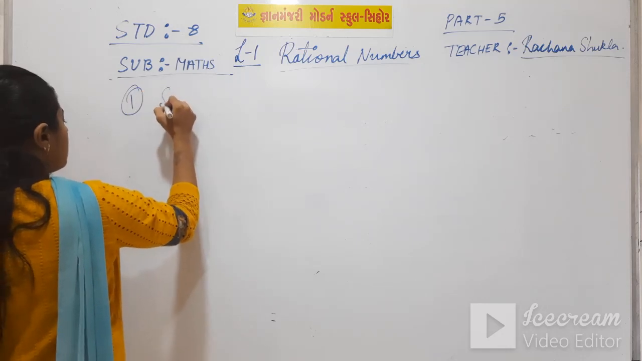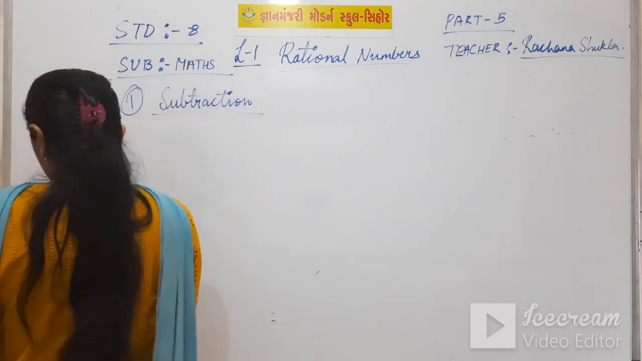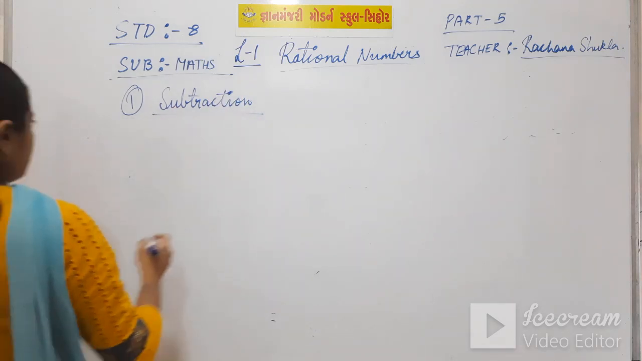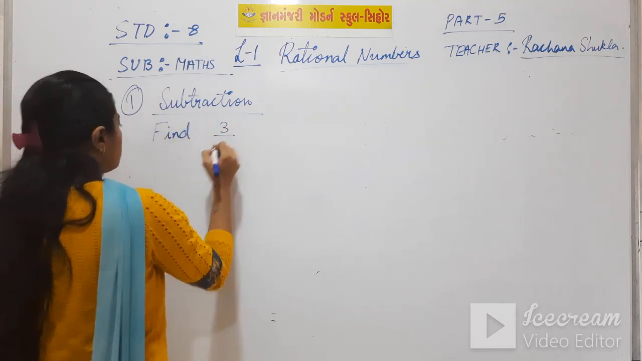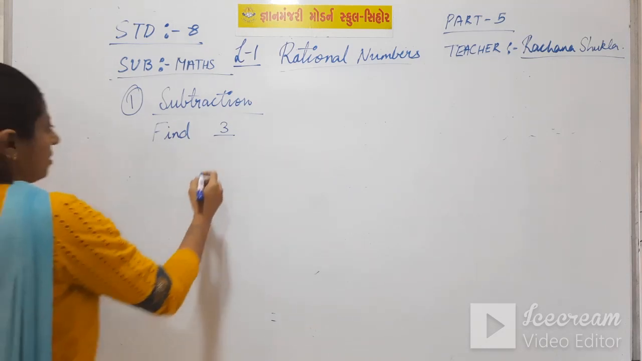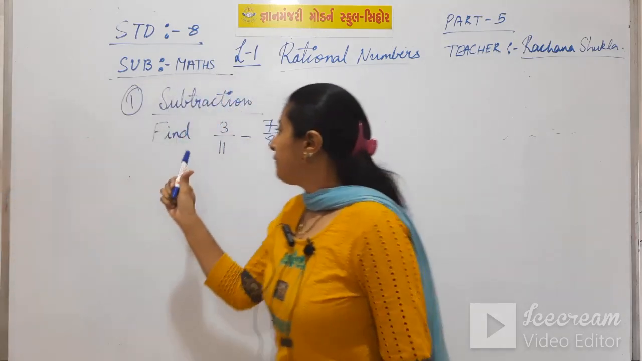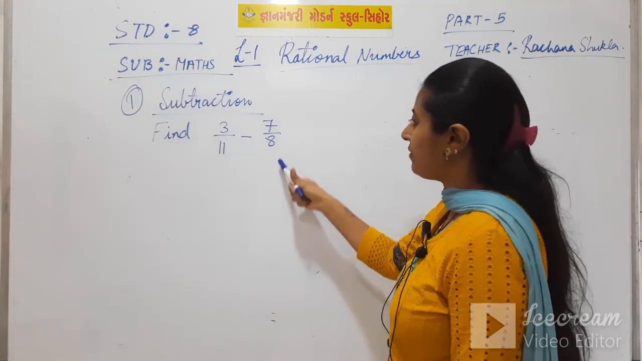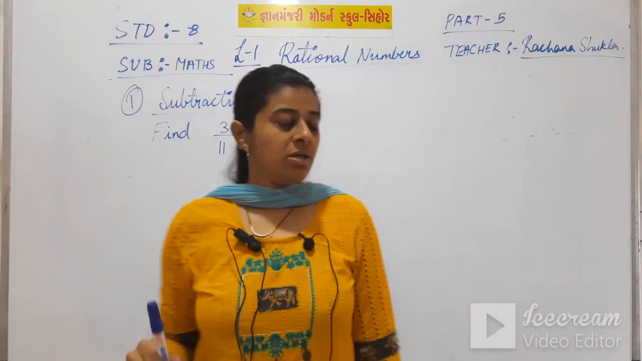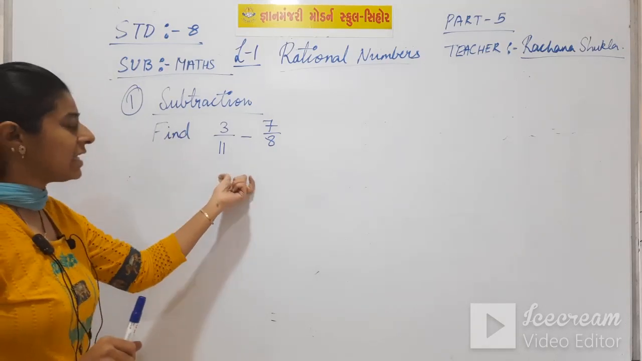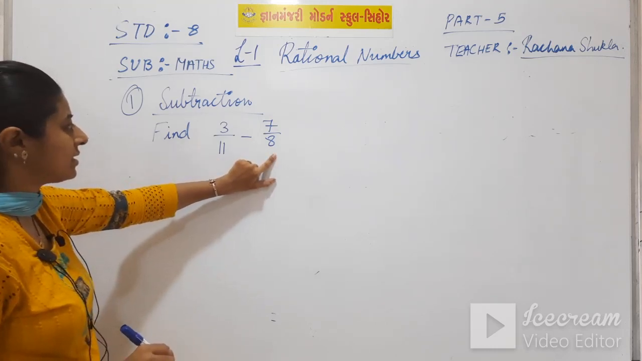Number 1, the sums of subtraction, students. The question is, find 3 upon 11 minus 7 upon 8. As you can see, in between there is a sign of subtraction. So are the denominators the same or different? There are different denominators. Here it is 11, here it is 8.